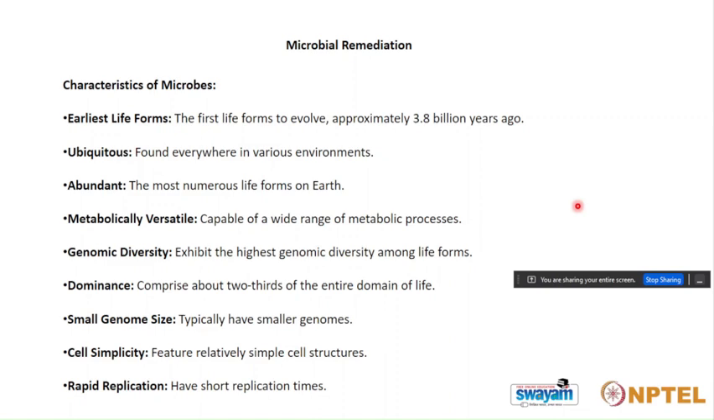So they are ubiquitous and abundant and metabolically versatile, in the sense they can process a wide range of contaminants simply by altering the metabolic pathways. That is an important characteristic of microbes which helps in bioremediation. Then genomic diversity. They have a wide range of genomes which can help to degrade a wide range of contaminants. So genomic diversity is a unique characteristic of microbes.